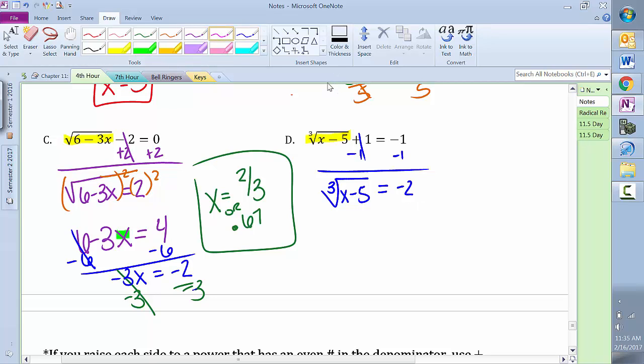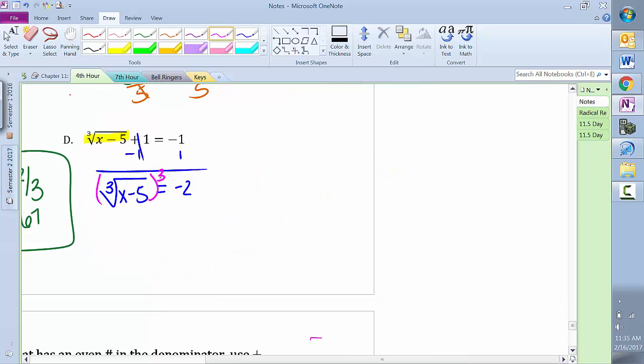Okay, now the index is 3, so what am I going to do to both sides to get rid of the cube root? What'd you say? Cube it, thank you. So again, that index is 3, so I'm going to cube both sides. When you do that, that gets rid of the radical, and that's the best part. So I get x minus 5. Careful when you type this in the calculator. Parentheses, -2, close parentheses, cubed. What do you get? -8. If you just do -2 cubed, it will come out wrong. It'll give you positive when it's not.